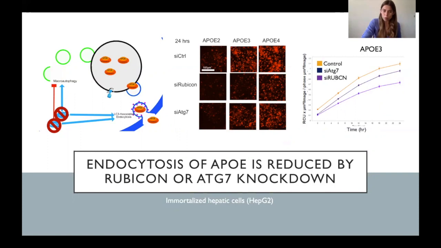However, I also found that when I knocked down ATG7 or another protein, Rubicon, that is required for endocytosis involving autophagy proteins, ApoE didn't enter cells from the media as effectively.